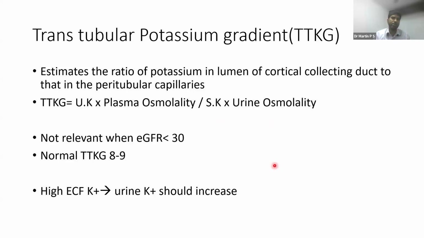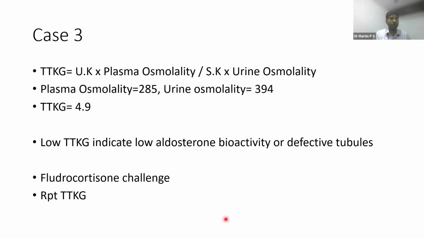Now, this TTKG, though it is not very frequently used, it is still of some academic importance. That's why I am discussing this. This is not relevant whenever the GFR is less than 30. The normal TTKG is around 8 to 9. So whenever there is a high extracellular potassium, the urine potassium should increase. That is the normal response. So when you check the TTKG for this patient, the TTKG came close to 4.9 only. So that means the potassium excretion by the tubules is not adequate. So this can happen due to two reasons.